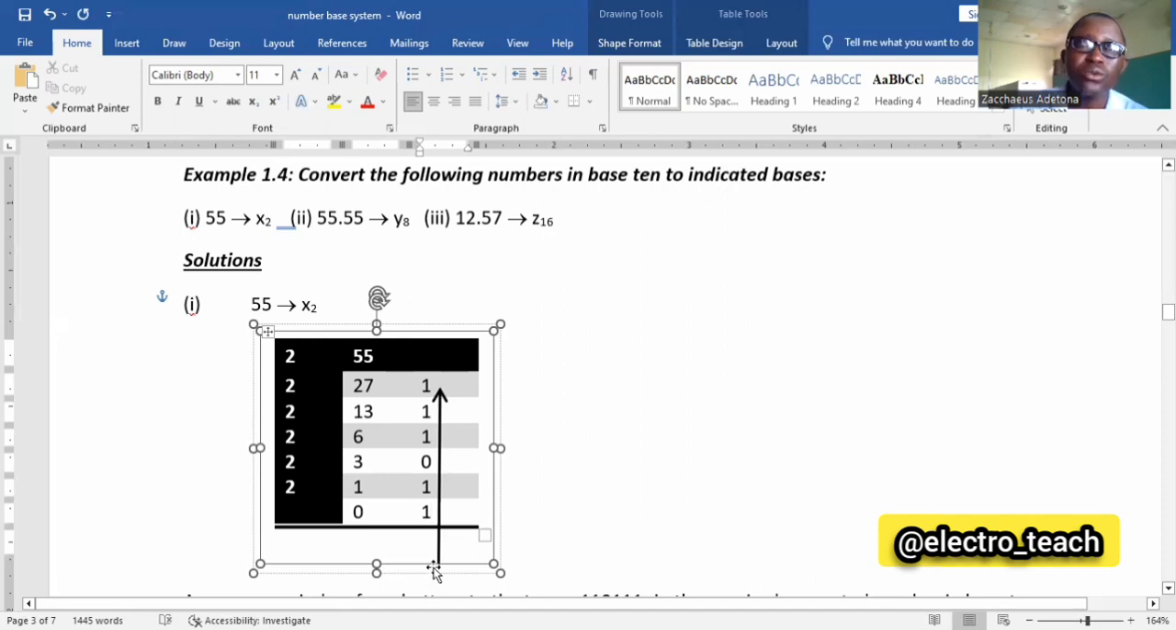You look at this arrow. This arrow is showing the direction of reading the remainders. So the remainders are the answers to the problem. 55 base 10 converted to base 2: the answer will be 1, 1, 0, 1, 1, 1. And that is the solution to the first one.